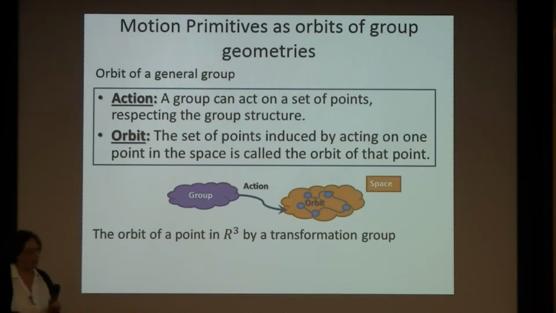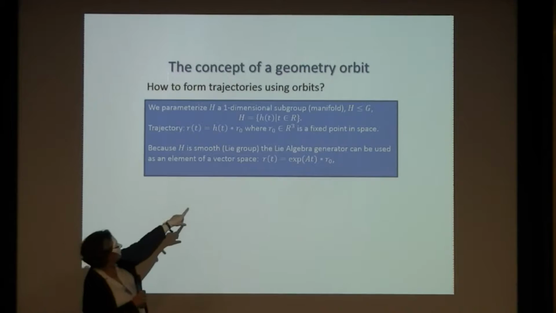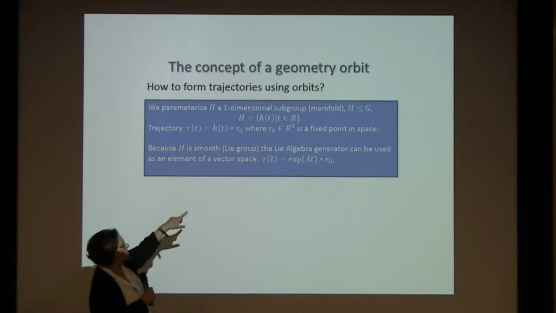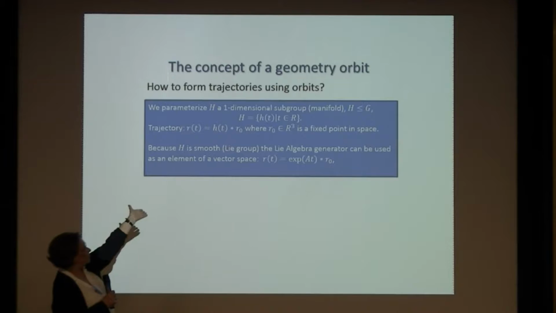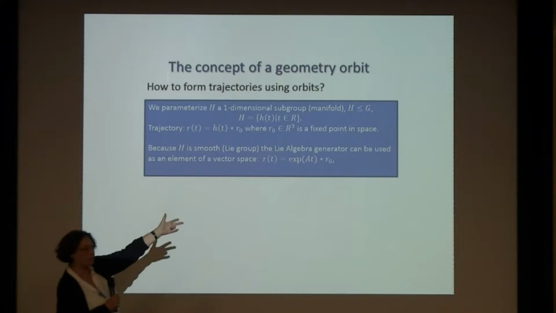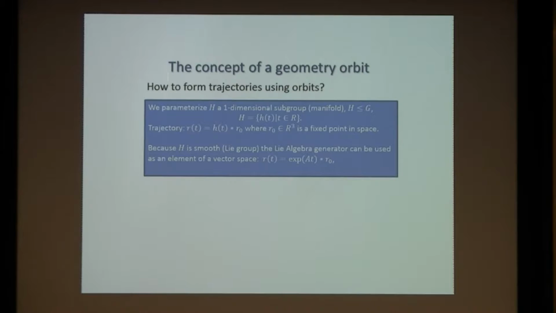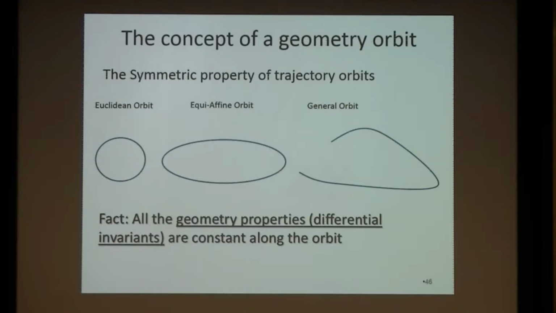Position r(p) is the exponential of p times A. A is the matrix of the geometry of motion. It's either Euclidean, or affine, or equiaffine, depending on what geometry you're talking about, with some initial position r zero. So we can parameterize the whole trajectory by this kind of orbit. Okay? So here are examples of different orbits. Euclidean, which is a circle because we have a constant Euclidean curvature, and the matrix depends on the Euclidean curvature. Then we have equiaffine and the general orbit.